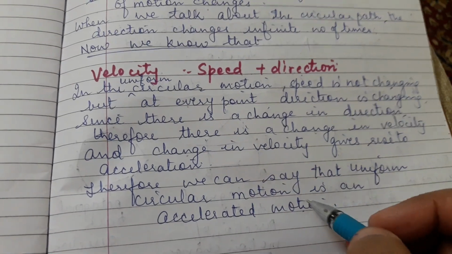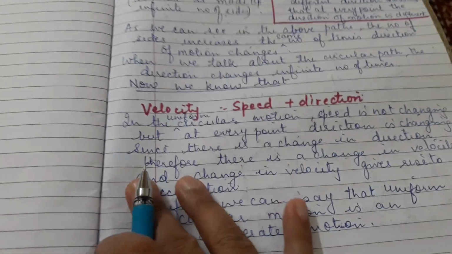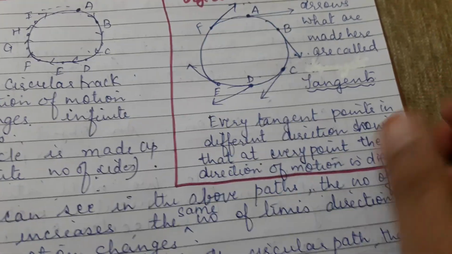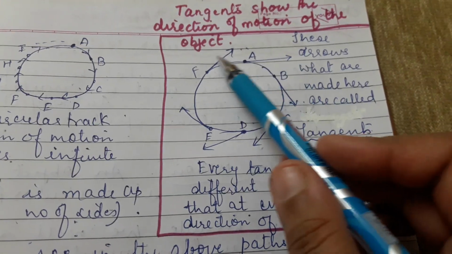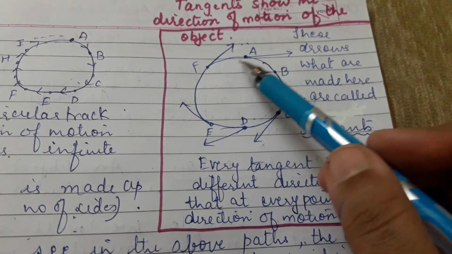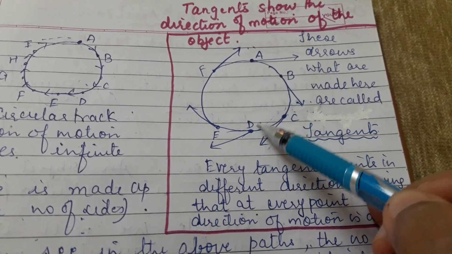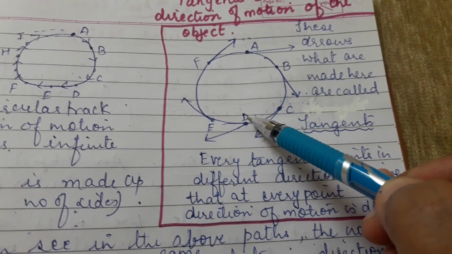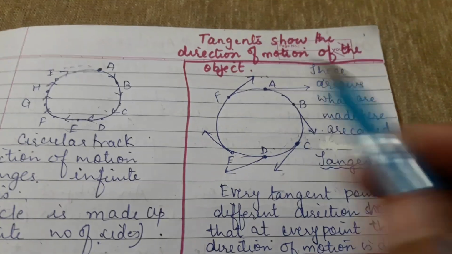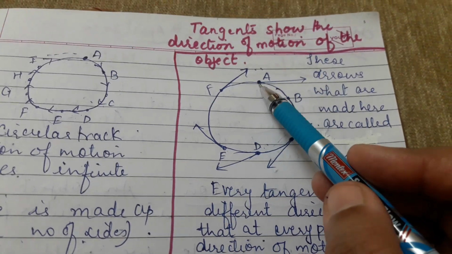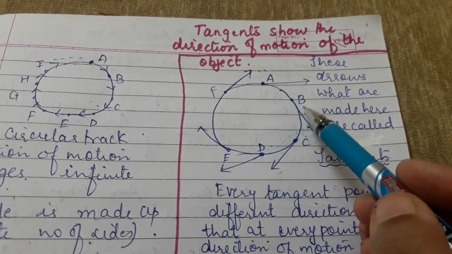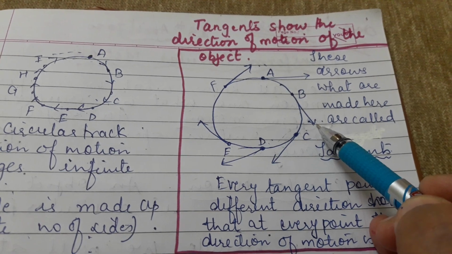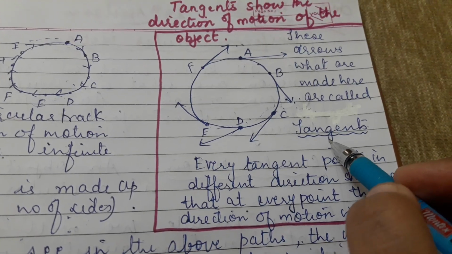This completes your topic. Now, one more diagram I have drawn here. Look here. I have made a circle in which I have shown some points A, B, C, D, E. I can show more points on this because there are infinite sides and infinite points on the circle. Now, at every point I have made an arrow. This arrow is called a tangent. I repeat the word tangent.